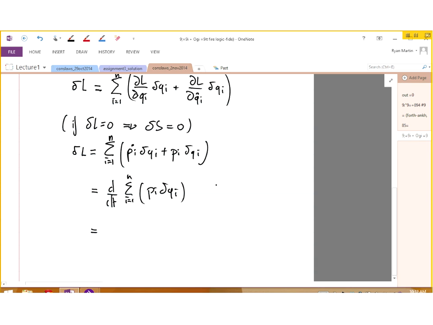And so we can write that using the fact that delta Qi is Fi delta epsilon. All right. So that's d by dt of delta epsilon, the sum from i equals 1 to n of pi Fi.